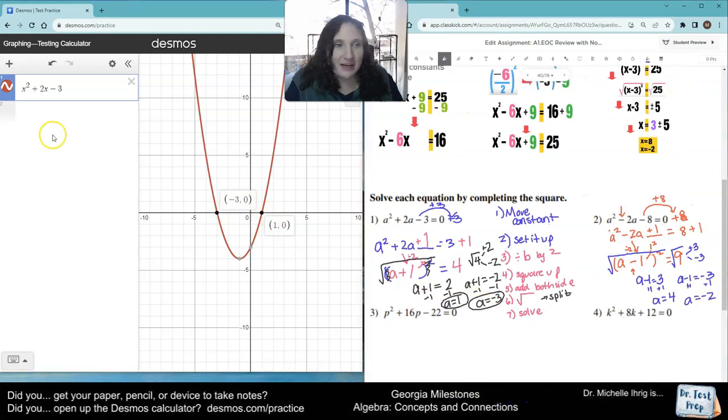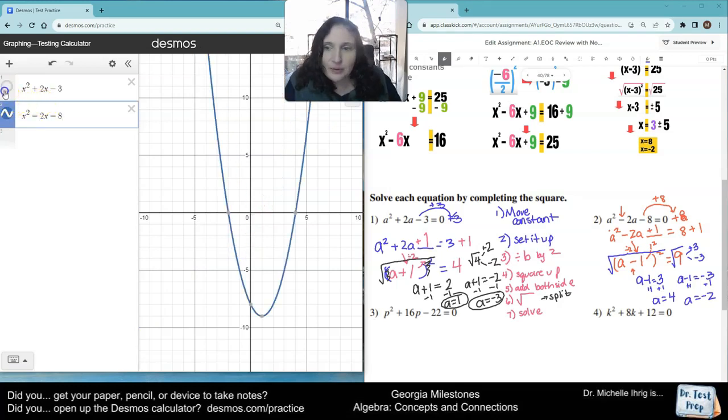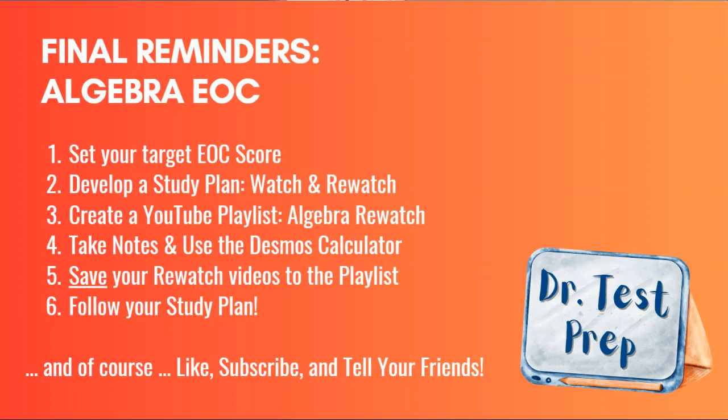Let's do this other side. Here we have x squared, because we don't want to write the a because we're graphing, minus 2x minus 8. That's my blue graph. Here's my points. There you go. Okay, that's how you check your work. 4 and -2, 4 and -2. That's completing the square. Bye.